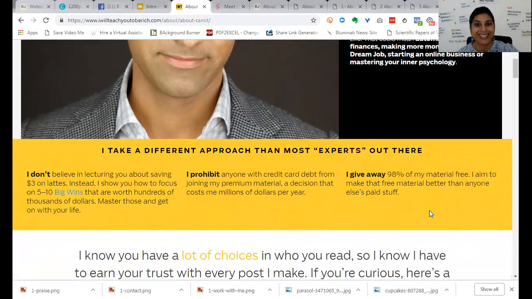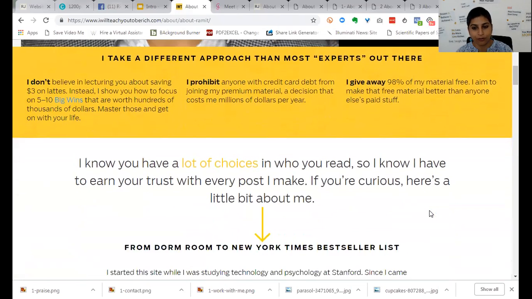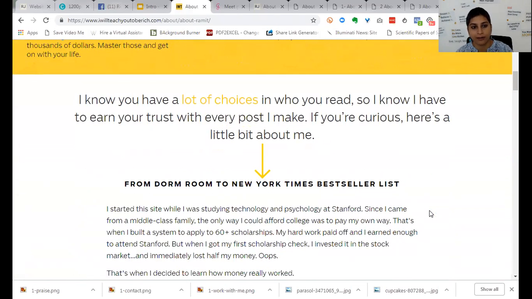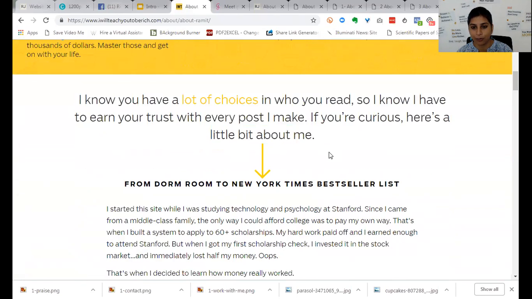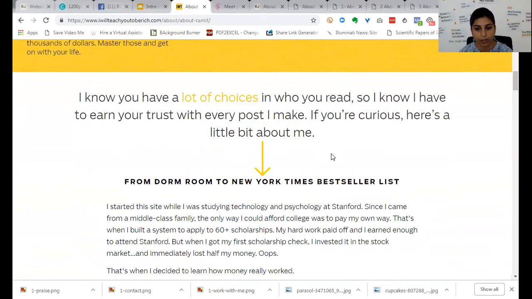Now, when you read this, it grabs your attention instantly, and you want to read on. He says here, it's like he's talking to you. It's like he's inside your head. I know you have a lot of choices in who you read, so I know I have to earn your trust with every post I make. If you're curious, here's a little bit about me. You see how he's talking to you directly. He hasn't put up an impersonal page and just put it out there. It's like he's having a conversation with you.